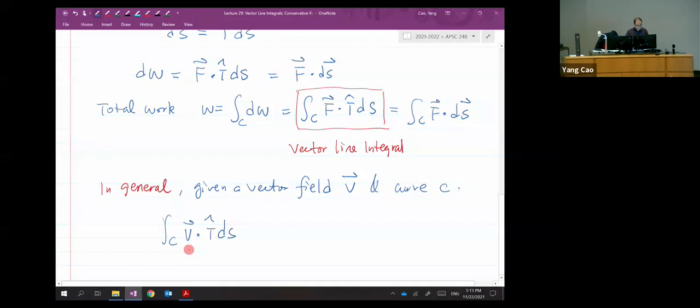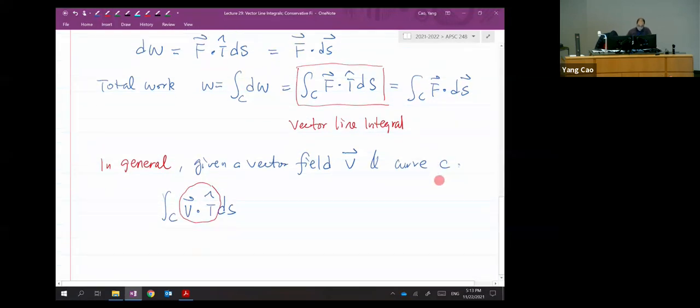All good? And the other thing I want you to focus on is this term here. Look at this integral term, V dot t hat.